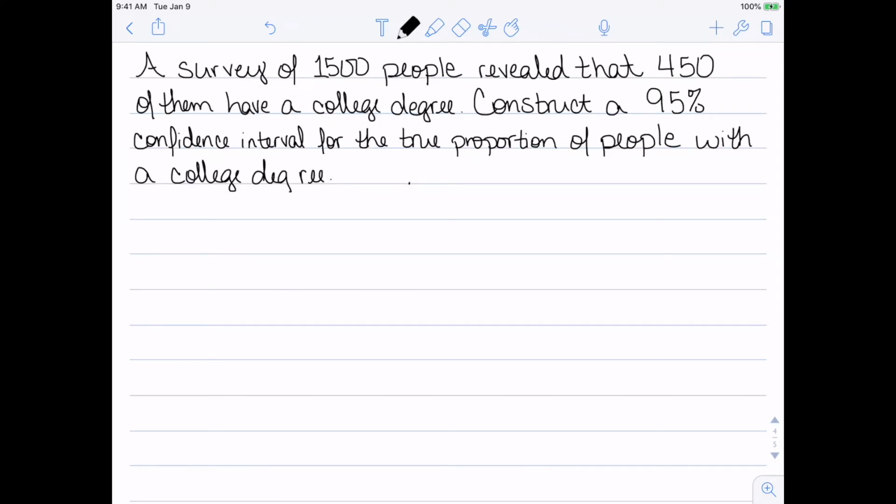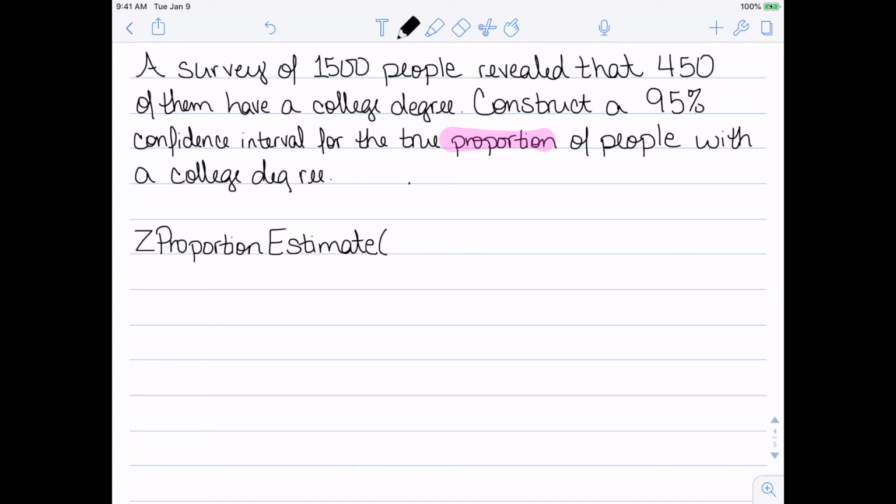For the next example, we had a survey of 1,500 people that revealed that 450 of them have a college degree. We want to construct a 95% confidence interval for the true proportion of people with a college degree. So we're doing proportion. We can see that in the wording of this problem. So we know we need to use the Z proportion estimate.